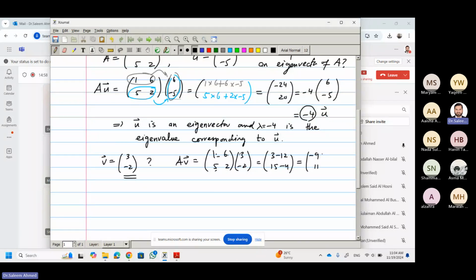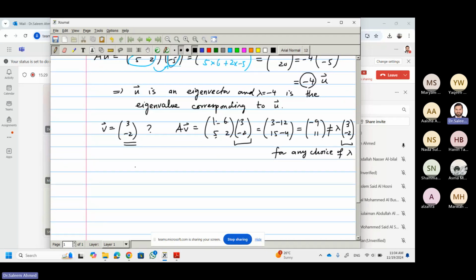So now you see, no matter what you choose for lambda, you will never get your vector back, 3 minus 2. You see, your vector is 3 minus 2. You want to get that back, no matter whatever you choose. So you are not getting this vector back for any choice of lambda. You can try that. If I take lambda -3, -3 into -3 is -9, but -3 into 2 does not give me 11. So you can check anything. So here I can say that V is not an eigenvector of A.